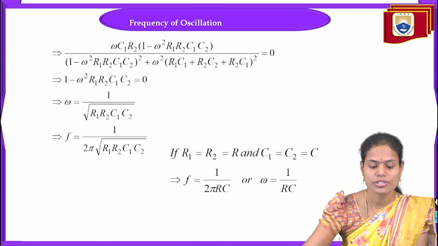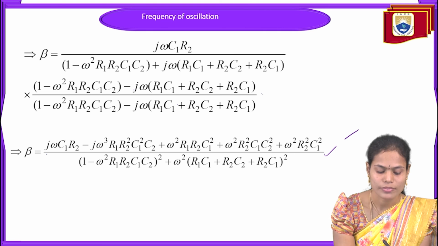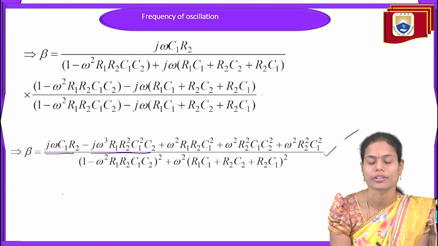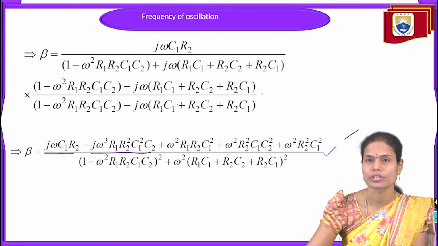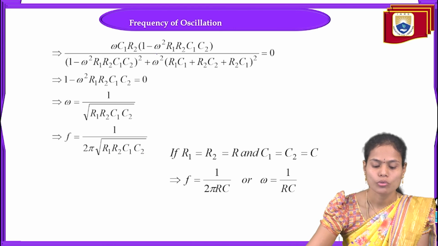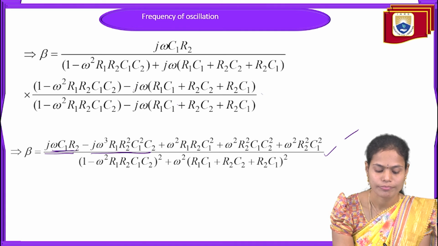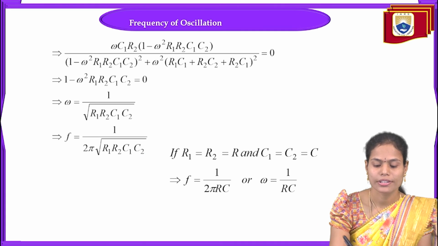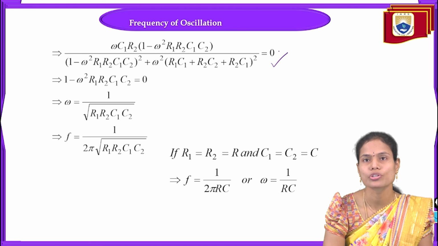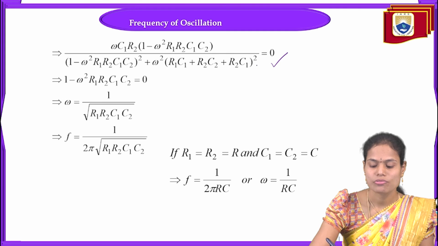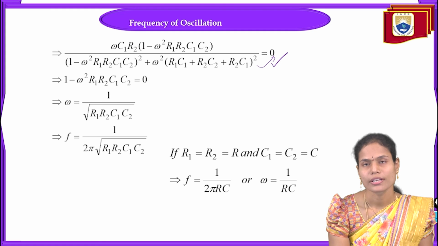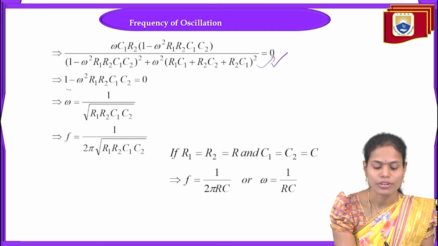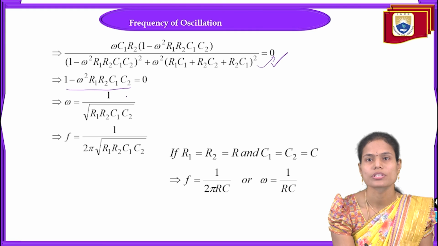So to find the frequency of oscillations, I am taking the imaginary part of this beta here. In the imaginary part, we are having j omega C1 R2 minus j omega cube R1 R2 square C1 square into C2. So in that, I am taking omega C1 R2 common. If we take that, we will get it as this much. I am equating it to 0 to find the frequency of oscillation. So the right side is also 0, and this omega C1 R2 will also be 0. So the value is 1 by omega square R1 R2 C1 C2 is equal to 0.